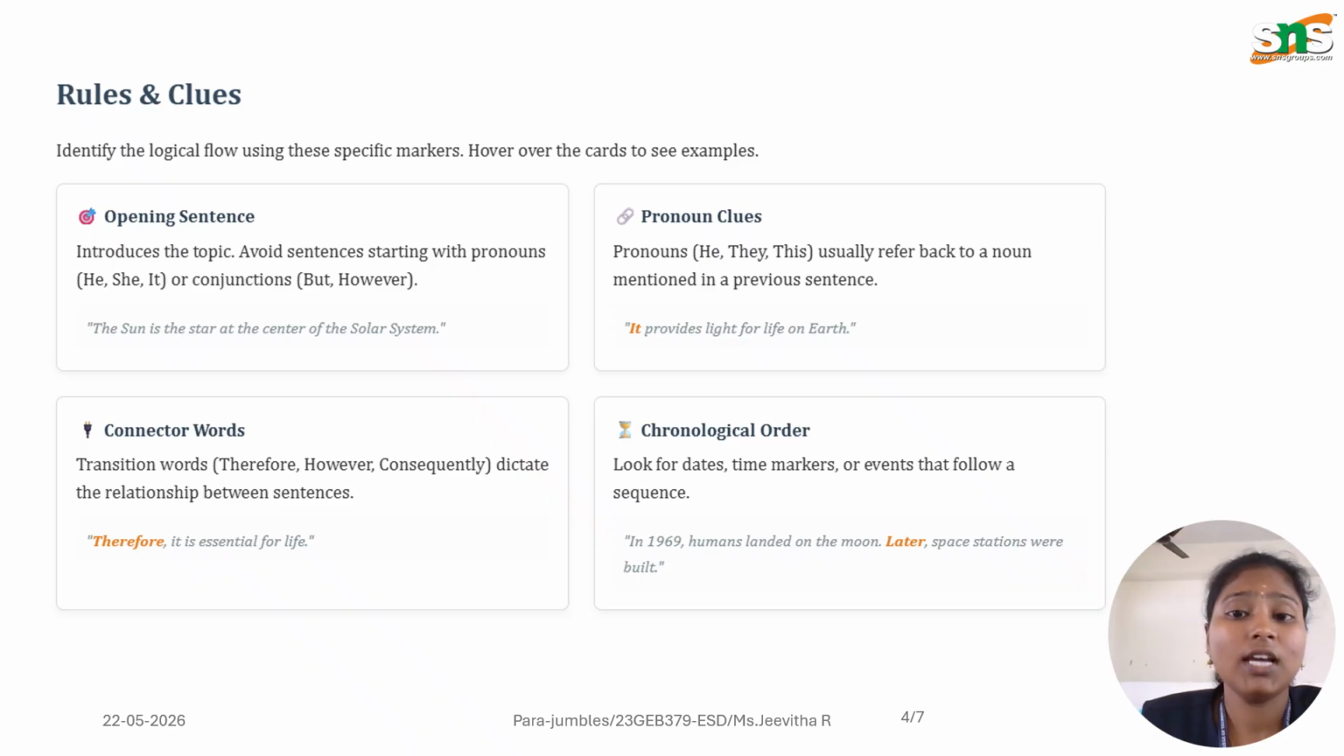And connector words. Transition words like therefore, however, consequently tell you the relationship between two ideas. Therefore, it is essential for life acts as a concluding result statement. And chronological order. Always look out for dates, timeline markers, or sequences. For instance, in 1969, humans landed on the moon. Later, space stations were built. Time always flows forward, never backward. Let's see how these markers form a clean step-by-step problem-solving flowchart.